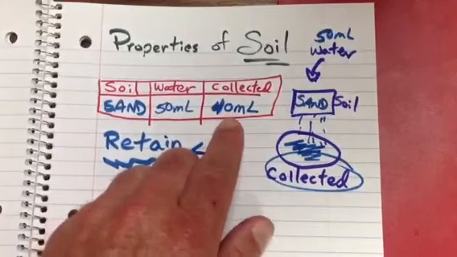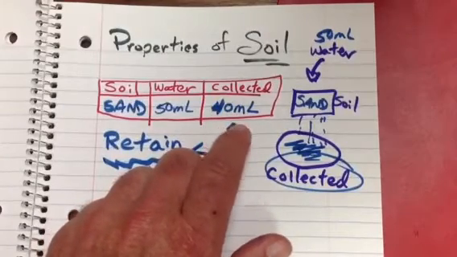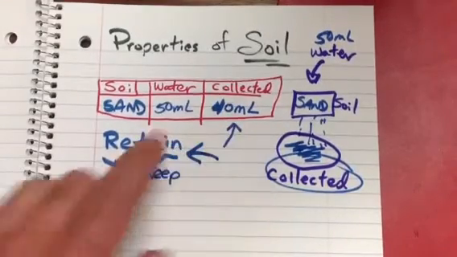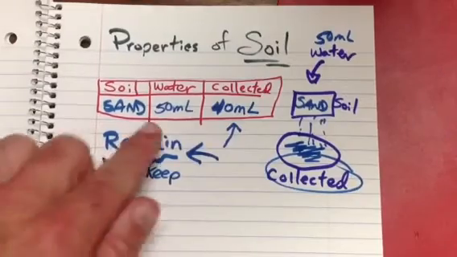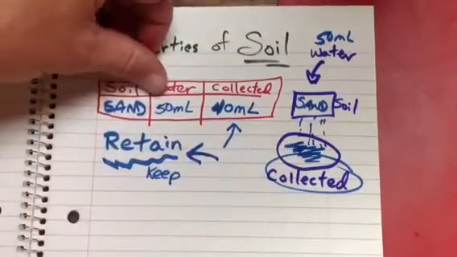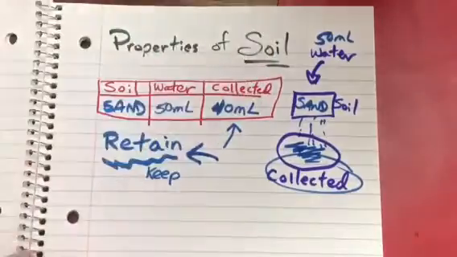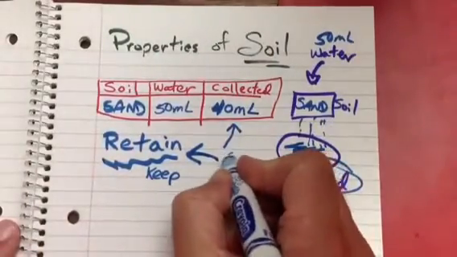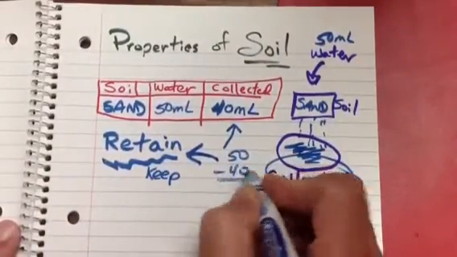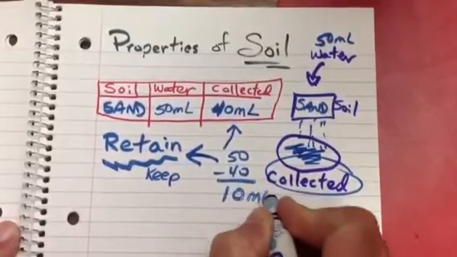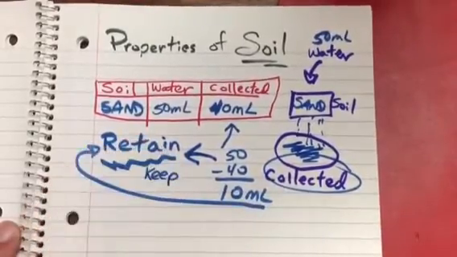But if you didn't have to figure this out, then that may not be the question they're asking. They may be asking how much was retained, because that number is not here. The water went in, the water came out, so how much water stayed? You just subtract the 50 milliliters minus the 40 milliliters. 10 milliliters of water was retained.